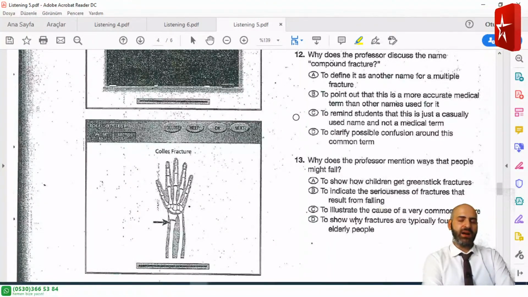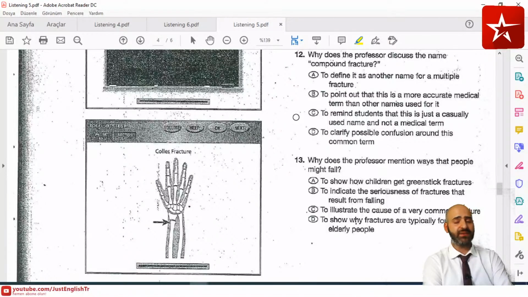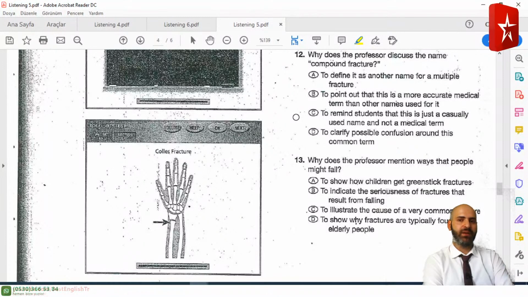B and C are incorrect here because the professor does not say that compound fracture is a better or more accurate medical term. So we can eliminate B and C. A or D. A says to define it as another name for a multiple fracture.